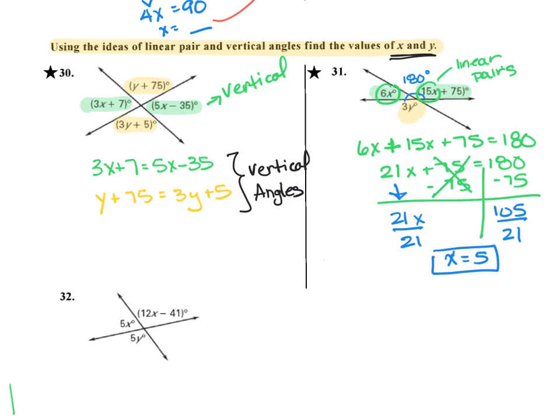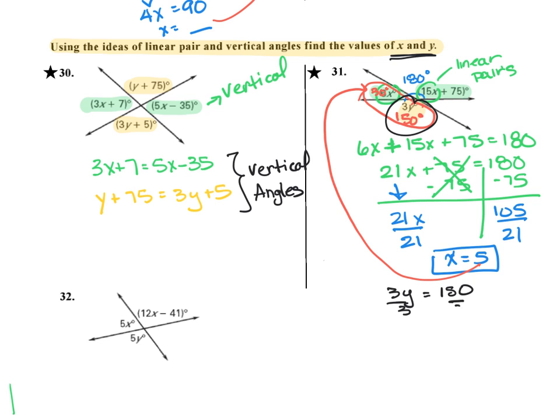Now we have to go back and find out what y is. Now when I look back at the picture, I do notice that those two angles are right next to each other. And if x equals 5, 6 times 5 has to be 30 degrees. And so what would I put with 30 degrees to make 180, that linear pair? That means this has to be 150 degrees. So there's my second equation. 3y equals 150. Divide by 3's, and y equals 50.